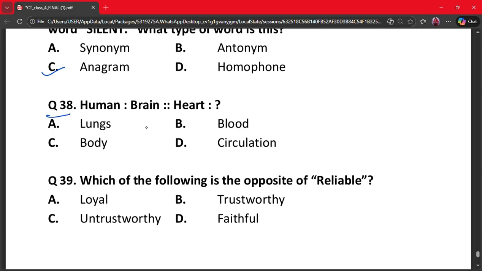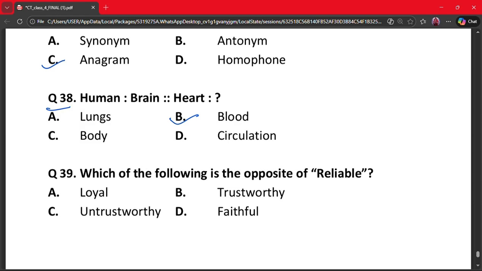Our next question is question number 38. Human is to brain as heart is to dash. A, lungs. B, blood. C, body. And D, circulation. The correct answer is option B, that is blood. So brain controls human and heart pumps blood. So blood is the correct option.